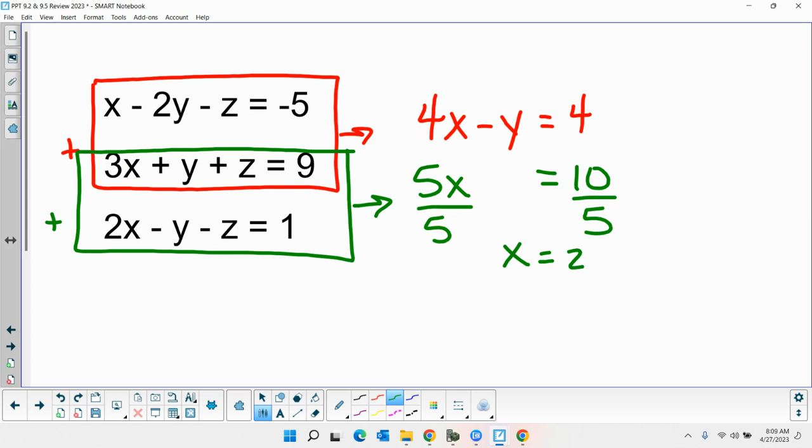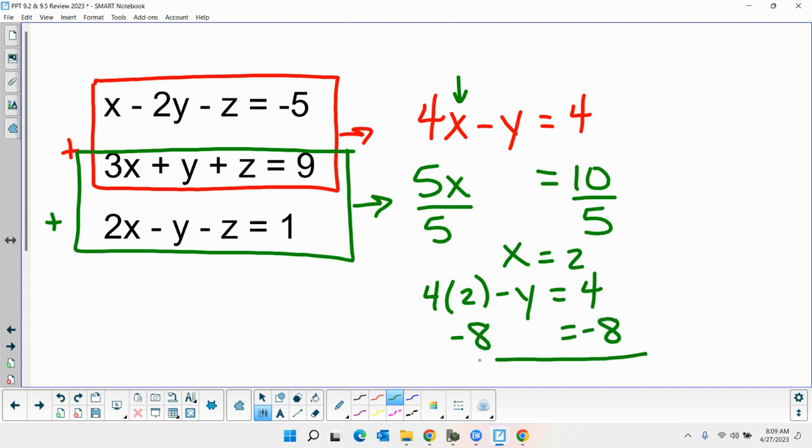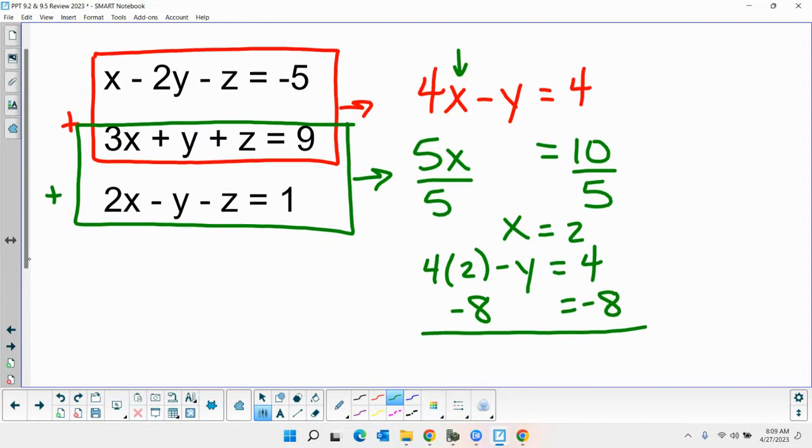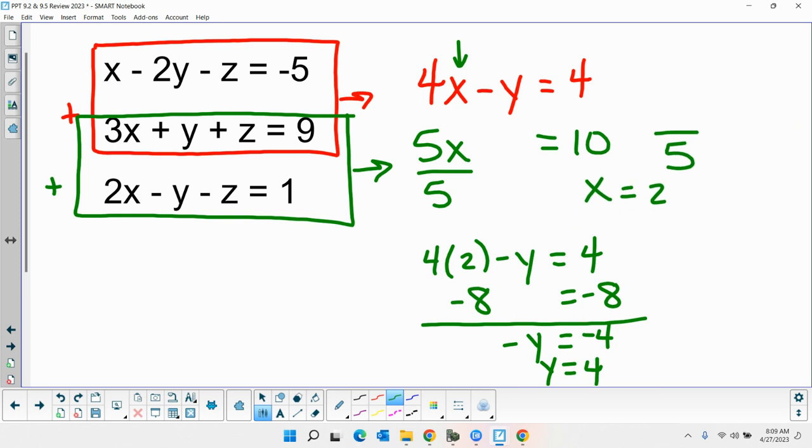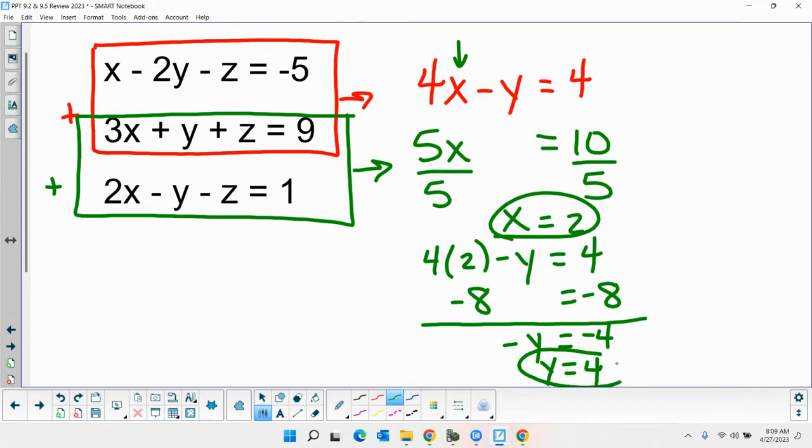To figure out my y value, I would just put my 2 right there. So I'm going to go 4 times 2 minus y equals 4. That's an 8. So I'm going to subtract 8 over. And get negative y equals negative 4. So what's y equal? Positive 4, right? So we got 2 of them.